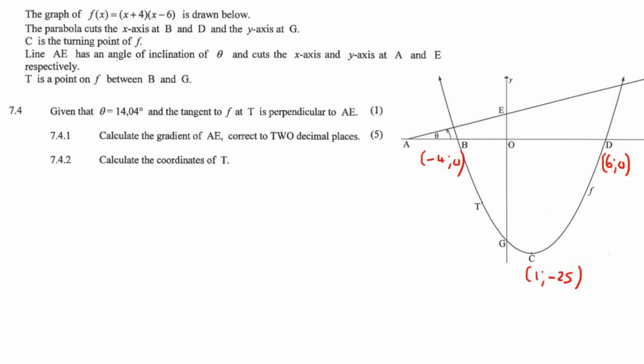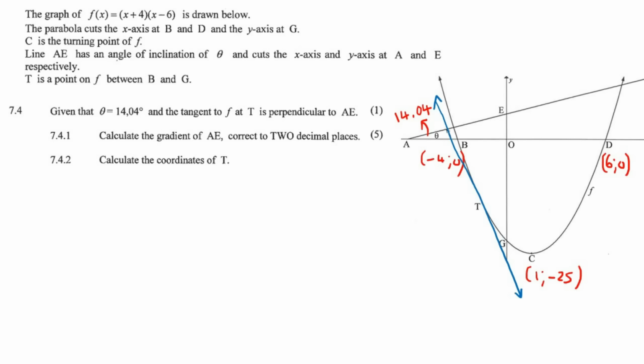Now we're on to the next question. So 7.4 says, given that theta is equal to 14,04. So let's fill that in over there. 14,04. And the tangent to f at t is perpendicular to AE. Okay, wait, what? Oh, the tangent at f. Okay, so let's draw in a little tangent to f at t. So we know that a tangent would be a line that would do something like that.